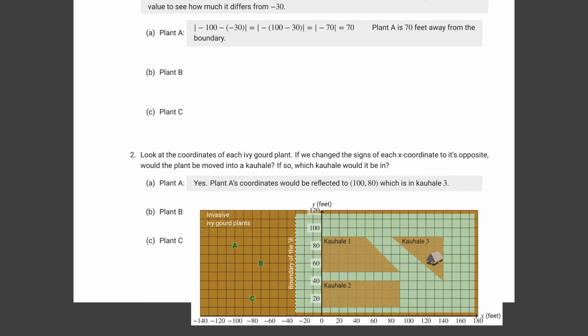Welcome back. If we change the sign of the x-coordinate, then the coordinates of plant A will be moved from (-100, 80) to (+100, 80). So if we start at the origin and move right by 100 and up by 80, then we'll see that this point is inside of kauhale 3.